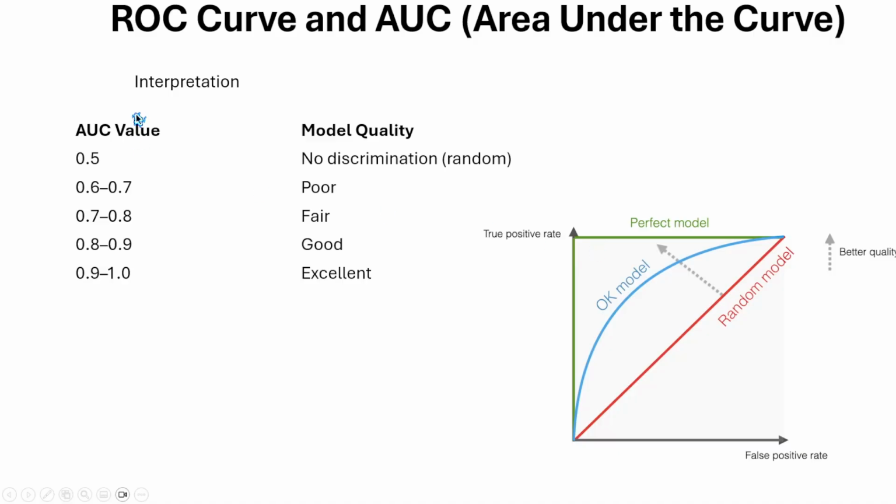In the interpretation, when it's closer to 1, we have a better model. In this case, it's a perfect model. If it's 50%, we can say that the model has no discrimination, it's random. Poor if it's below 70%, fair if below 80%, or good if it's under 90% but hasn't yet reached 100%. So yeah, that's it.